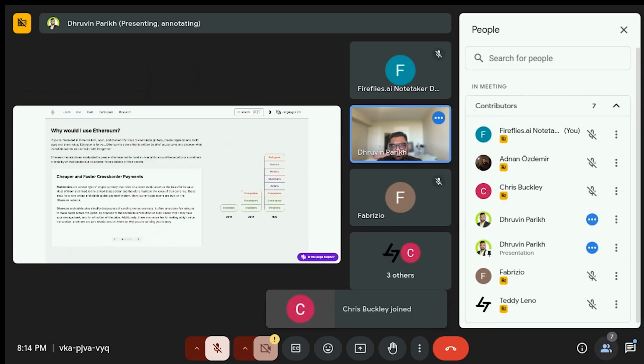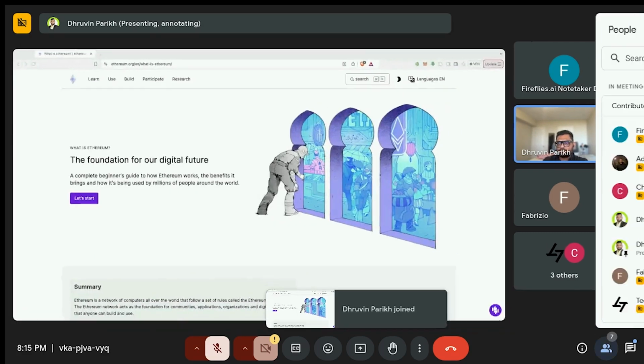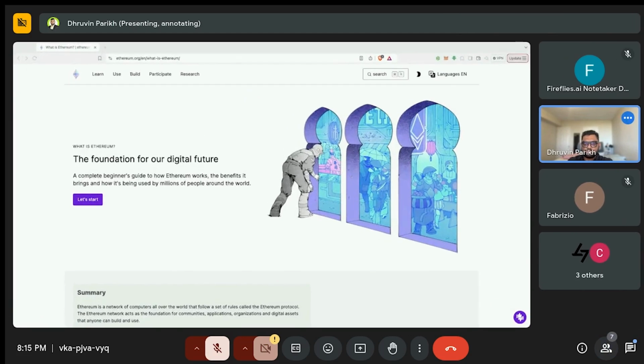Let me just switch the window a bit. All right, I should be sharing my whole screen so that I don't have to keep switching. So let me just do that. Okay, cool. So I don't have to do much switching.